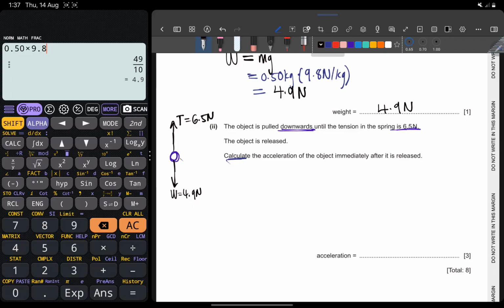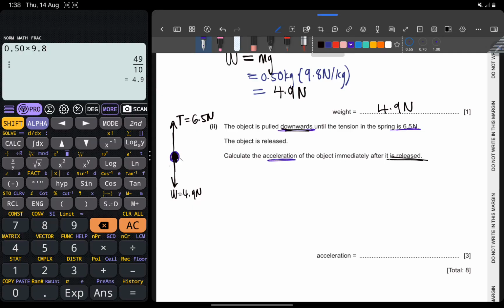Now they're saying that it is pulled and then released. Calculate the acceleration of the object immediately after it is released. So when it was being pulled, there was somebody pulling with some force. But now it is released. And when it is released, the only thing left is the weight, and then it has tension. So these are the only two forces acting on this object right now.